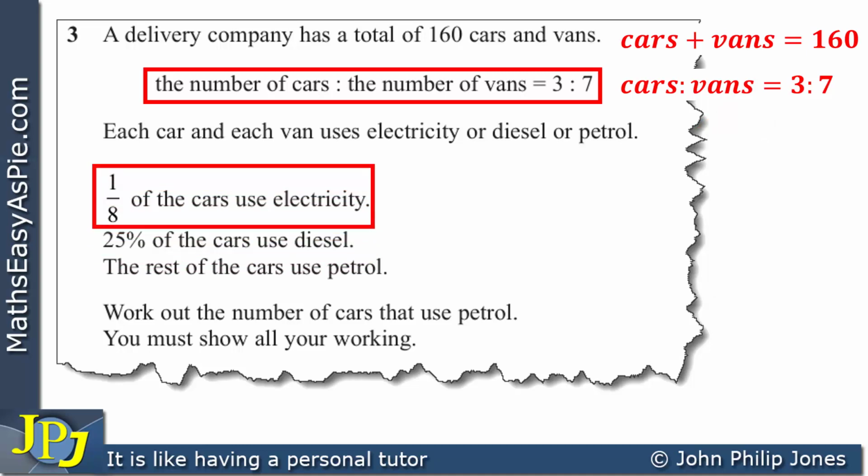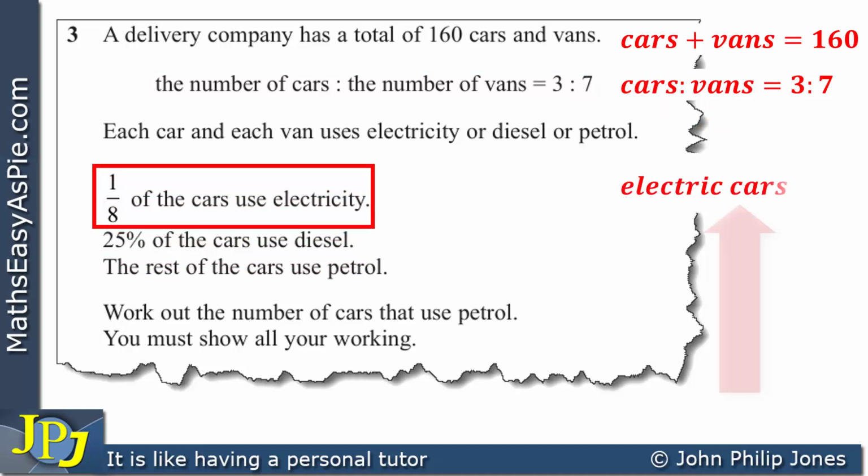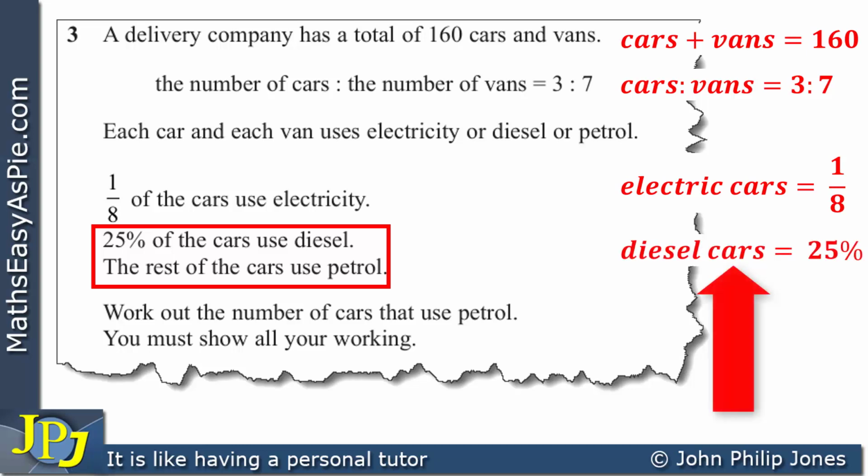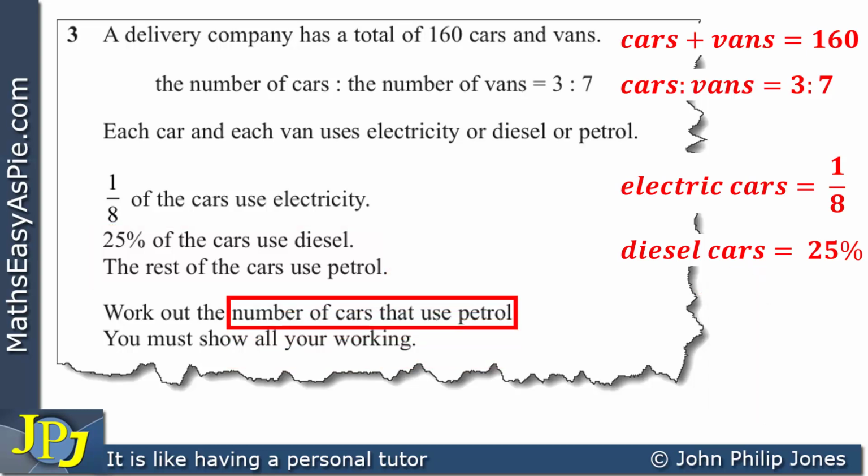There's 1/8 of the cars use electricity, and I would write down this as electric cars is 1/8. 1/8 of what? Well, 1/8 of the number of cars, which we don't know yet, but we'll be calculating the number of cars in a moment. We can carry on and show that 25% of the cars use diesel. So I'm going to write that down as you see here. Diesel cars equals 25%. And then if you look here, it says the number of cars that use petrol. And I will simply write petrol cars equals, and I always put a question mark because that's what I'm trying to find out.